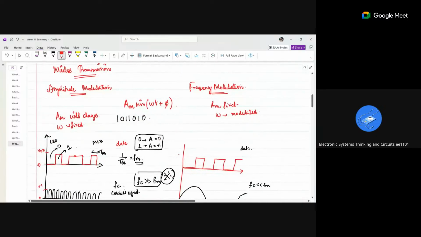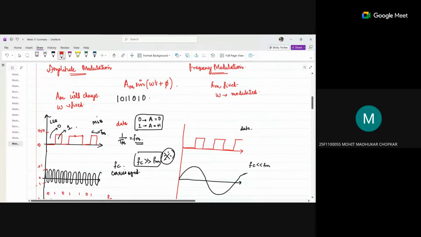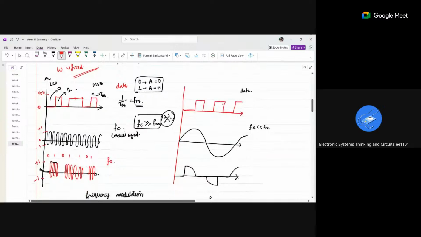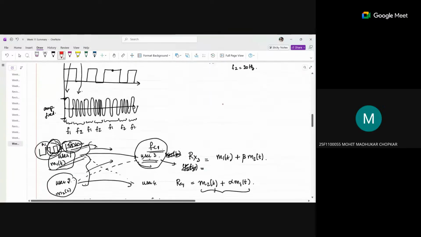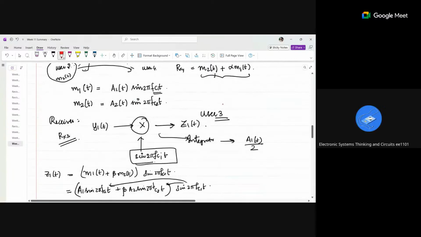Then once you come to wireless transmission, one is amplitude modulation. In amplitude modulation, the amplitude of the signal will vary depending on the zeros and ones. Frequency will be fixed. Whereas in frequency modulation, the amplitude of the signal will be fixed, whereas the frequency will be varying. That is one concept you have to understand.